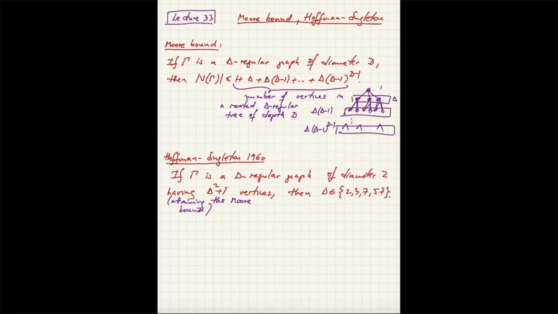And it's clear that the number of vertices in gamma, subject to these restrictions of regularity and diameter, cannot be more than the number of vertices in this purple tree, which is the right-hand side expression.